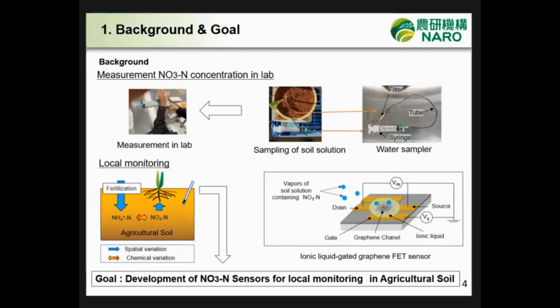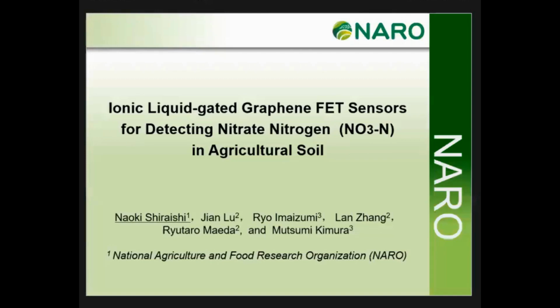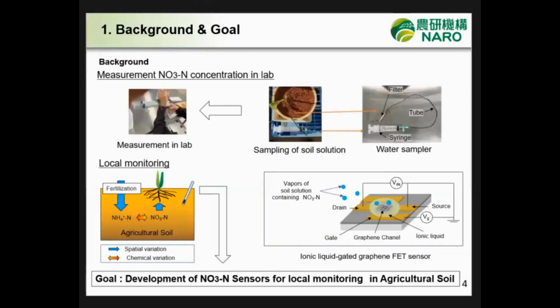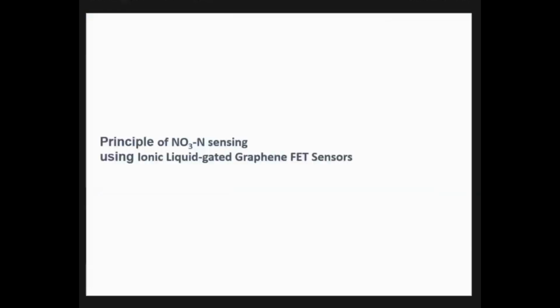So my goal is development of NO3-N sensors for local monitoring in agriculture soil. I think ionic liquid gated FET sensors have good potential for this purpose because of low power consumption, small size, and high sensitivity. Okay, let me move on to the principle of the sensing.